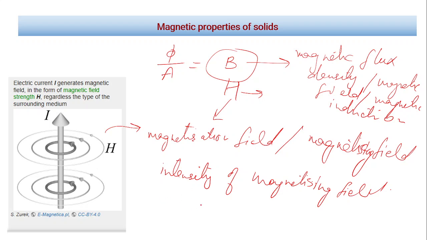We can understand it like this: we are applying a field, which depends on the source. Maybe we have a current carrying conductor and around it the field is this, and if I'm keeping my material here, then H is the field we are applying to this material, and it's responding, and there is a field that gets, not generated, but depending on what kind of material it is.